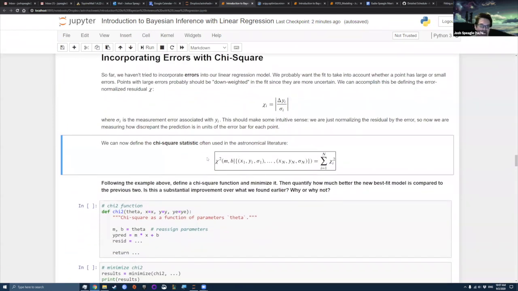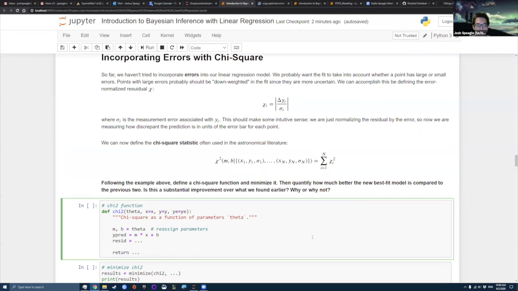So if we stick with p equals 2, and you add up all these different new chi values, you get what's often called the chi-square statistic. This should hopefully sound familiar, in the sense that you see this all the time in the astronomical literature. Everyone talks about the chi-square from their fit. Everyone wants to know what the best fit chi-square is. You can kind of see why they've defined it this way. Chi-square is just looking at the error normalized residuals and squaring those values.